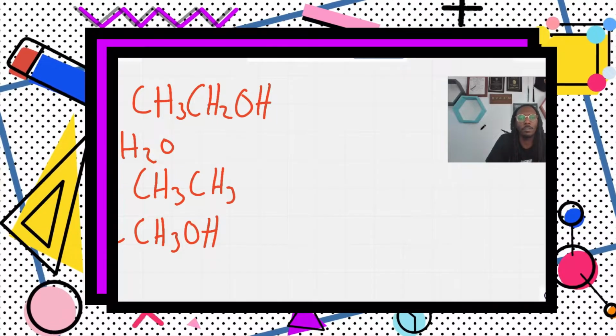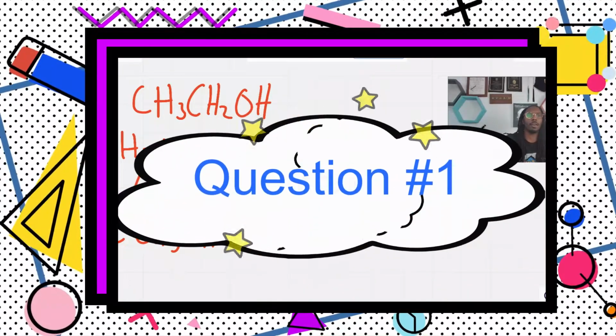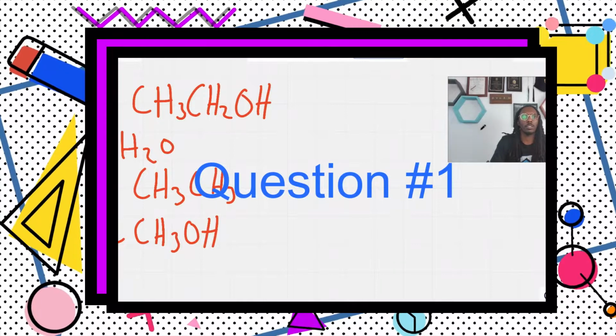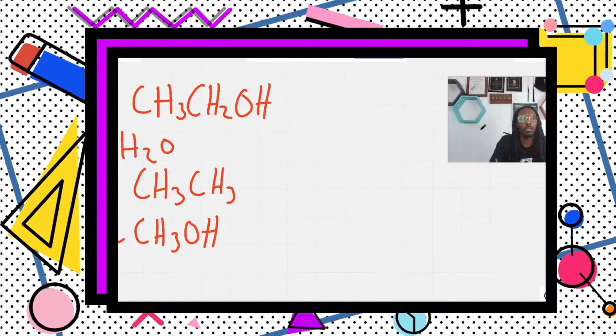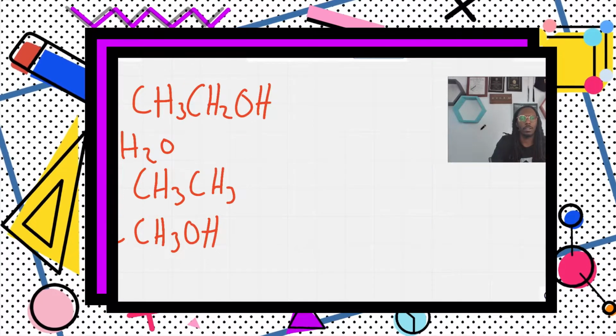Let's go to the very first question. So our compound here is CH3CH2OH. This is ethanol. Of these three choices, which would be least soluble in ethanol?